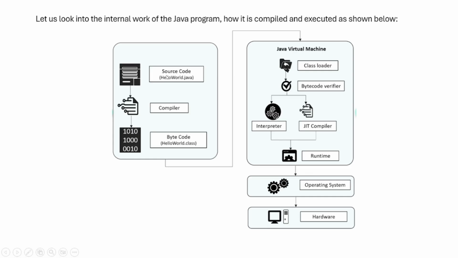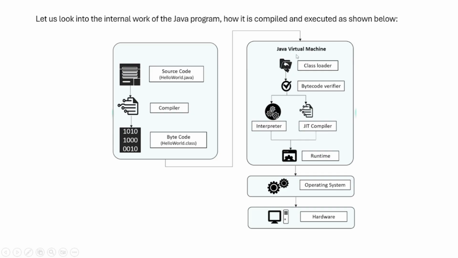So here we are writing the code in HelloWorld.java, that is a Java class, that Java file, and the compiler converts that Java file into the HelloWorld.class file, and that bytecode is platform independent, and goes to the runtime library, that is the Java Virtual Machine.